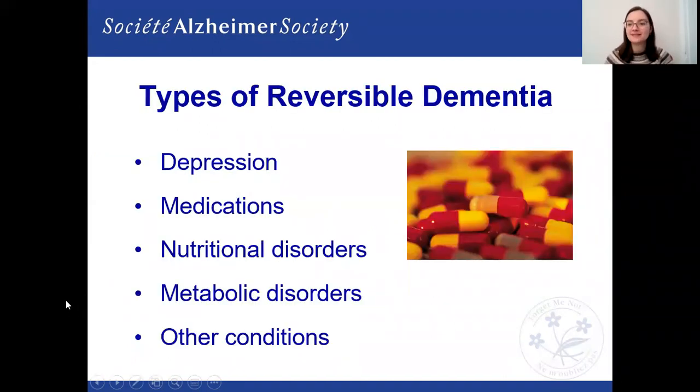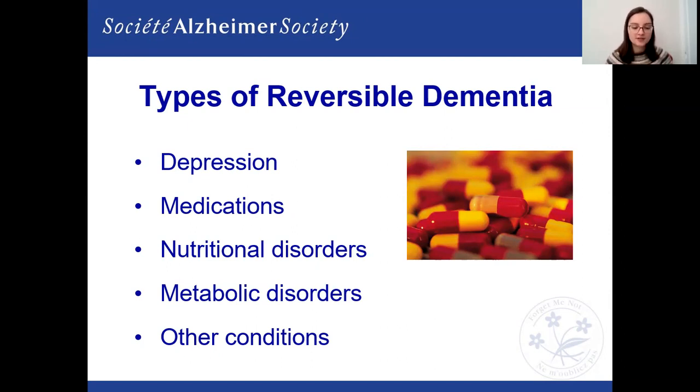So what do we mean really when we say reversible? In these cases of dementia, it is possible to improve memory outcomes and possibly to return to full cognitive functioning by treating the underlying condition. Again, often when we think of dementia, we jump to these irreversible types, but it's important to know that there are some conditions that can look like dementia and they can be treated. So let's look at some of these now.